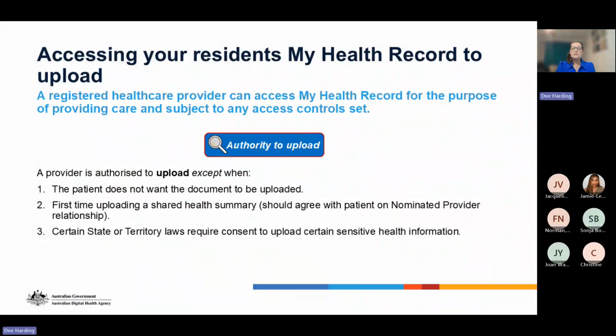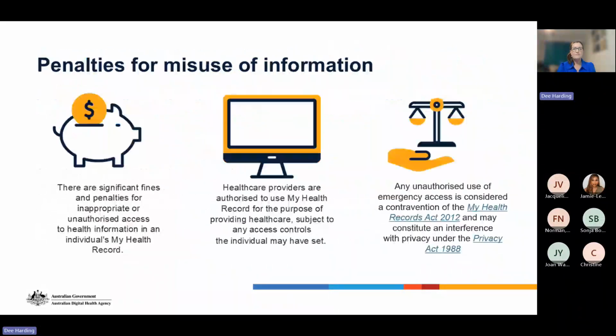If you are utilising the emergency access function for inadequate reasons, and we'll be expanding on that a little bit later on, or if you are curious about maybe what documents have been restricted in someone's record, these are all examples of breaches, and there are penalties, of course, that apply for anyone that breaches the system unlawfully.